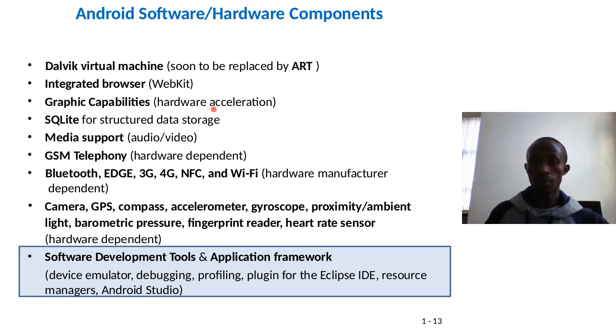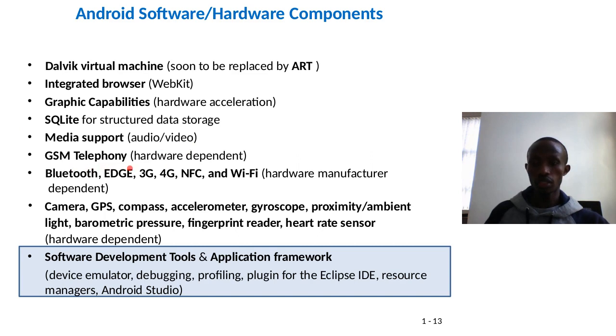We have graphic capabilities, and what we mean by graphic capabilities is you can display images on your phone, both 2-dimensional and 3-dimensional. Nowadays you have phones which have support for 3D images. Then another component of your Android device is SQLite, and this one helps you with data storage. Then you have media support for audio and video.